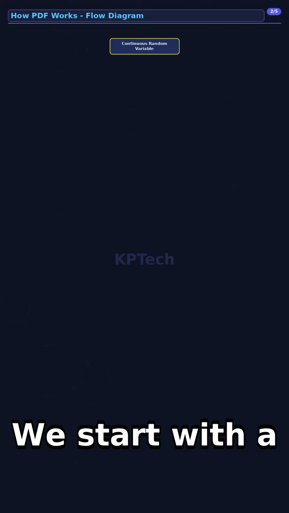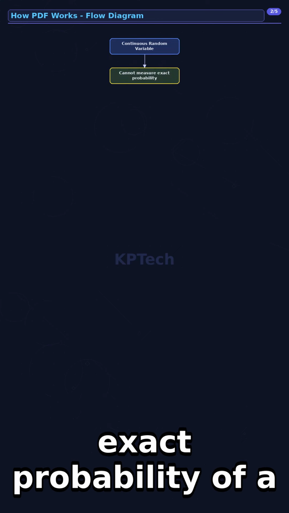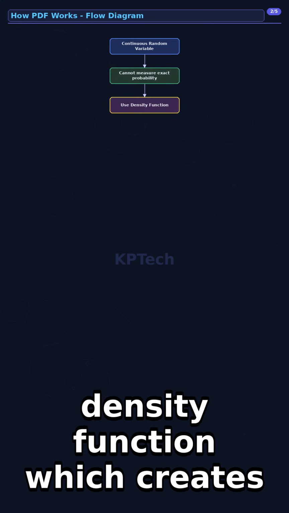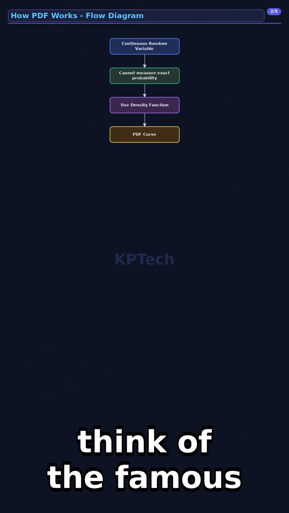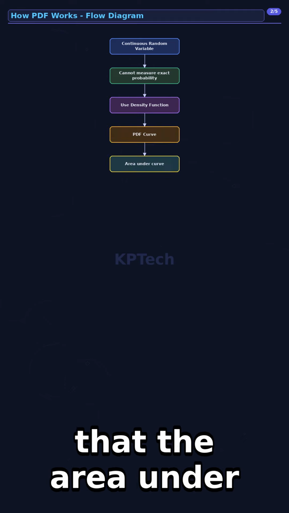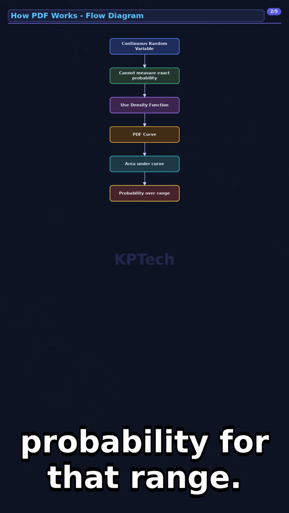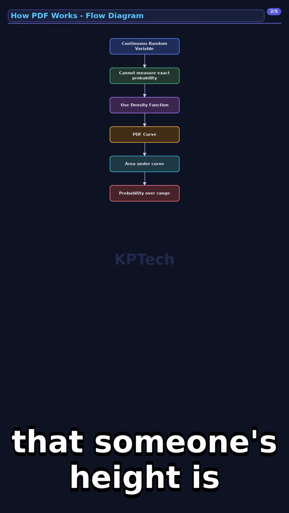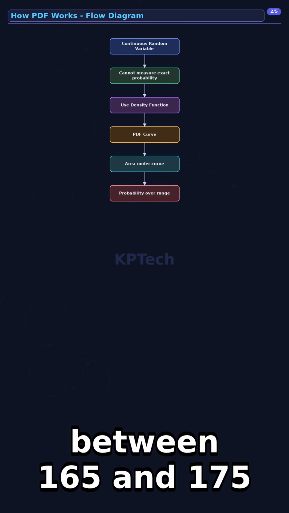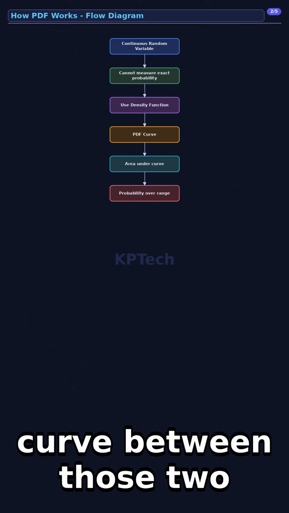We start with a continuous random variable where we can't measure the exact probability of a single point. Instead, we use a density function which creates a PDF curve. Think of the famous bell curve. The key insight is that the area under this curve between 2 points gives us the probability for that range. So if you want to know the probability that someone's height is between 165 and 175 centimeters, you'd calculate the area under the PDF curve between those two values.